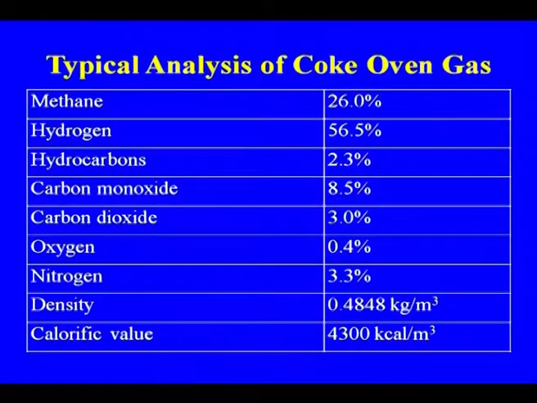This is the typical analysis of the coke oven gas: methane, hydrogen, hydrocarbons, carbon monoxide, carbon dioxide, oxygen, nitrogen, density, and the calorific value. This gas can be utilized as a fuel.